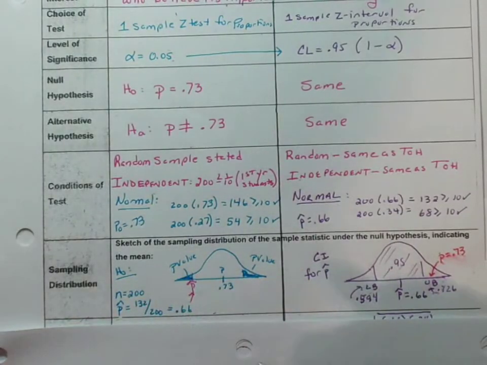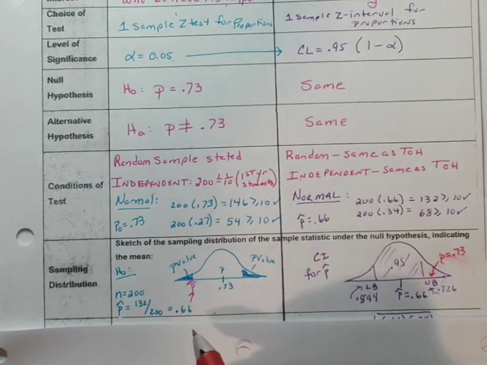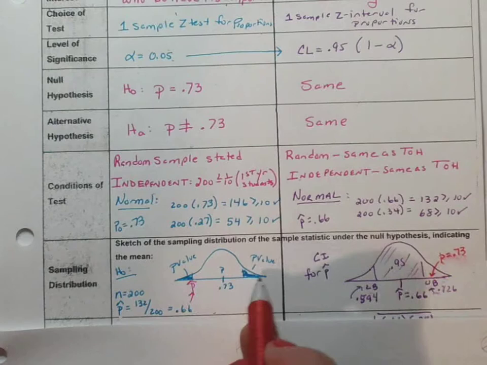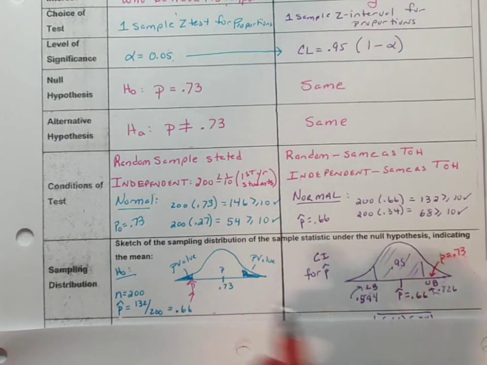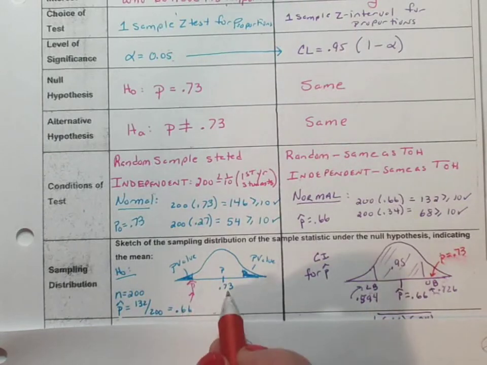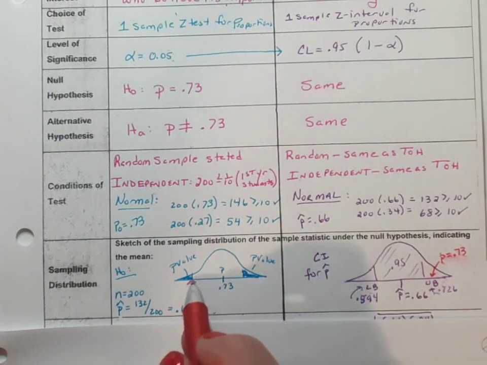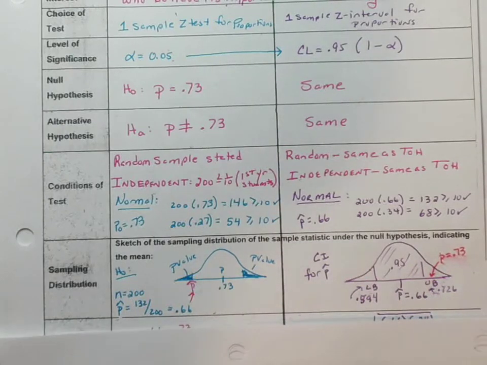So this is the null hypothesis. For the null hypothesis, we draw this. It's a two-tailed test. All right, our p-values are on each end. Our population parameter, 0.73, is in the middle. And our evidence is our p-hat, which is 0.66, which is below 0.73. So our p-hat is over here, and we need to find that p-value.